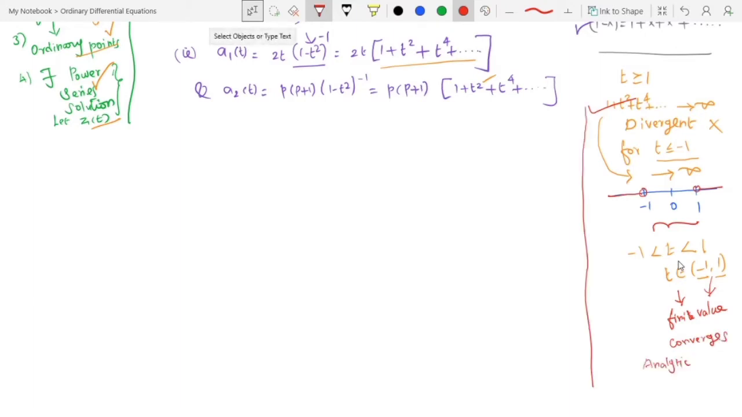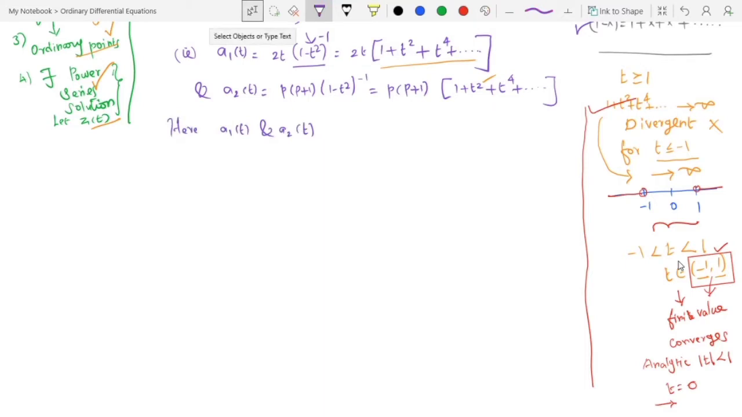Also, the function is analytic in the region that is modulus of t less than 1. Pick any one point in the interval. Let's take the arbitrary point as t equal to 0. So that is an ordinary point.